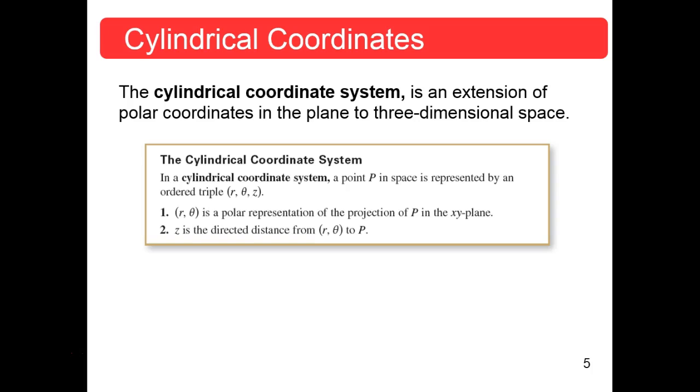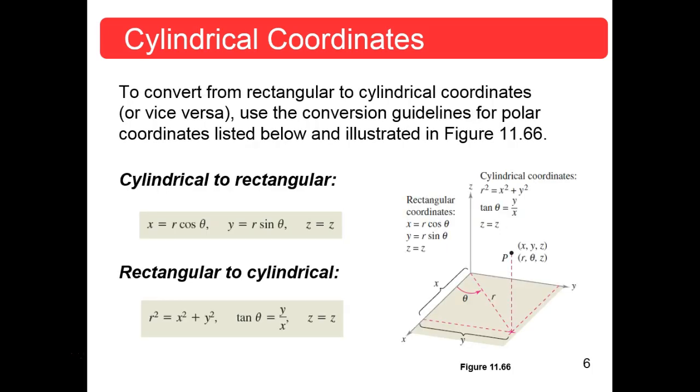Same type thing. R theta is the polar representation of the projection of P onto the XY plane, or the R theta plane, and Z is then the directed distance from that R theta to P. So Z is just how high you are above the R theta plane, just like it is in the Cartesian coordinate system. Okay? Now, to convert from rectangular to cylindrical coordinates, or vice versa, use the conversion guidelines for polar coordinates listed below, illustrated in the figure over here.